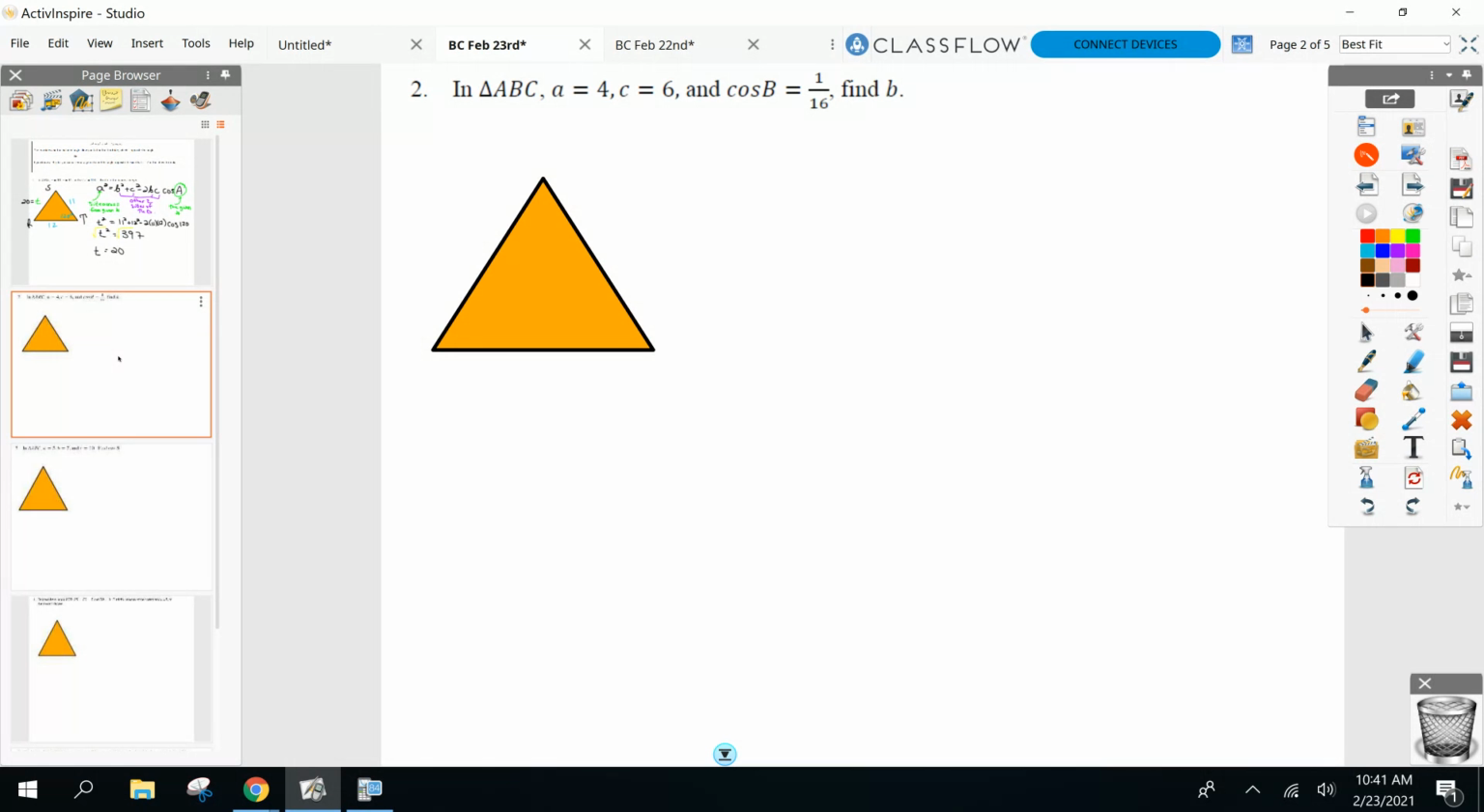All right, different type of problem now. Still law of cosines, but go ahead, set up triangle ABC however you want. It doesn't have to match mine. Side A and side C are given. Side A is 4, side C is 6. Cosine of B is 1/16. Find B.